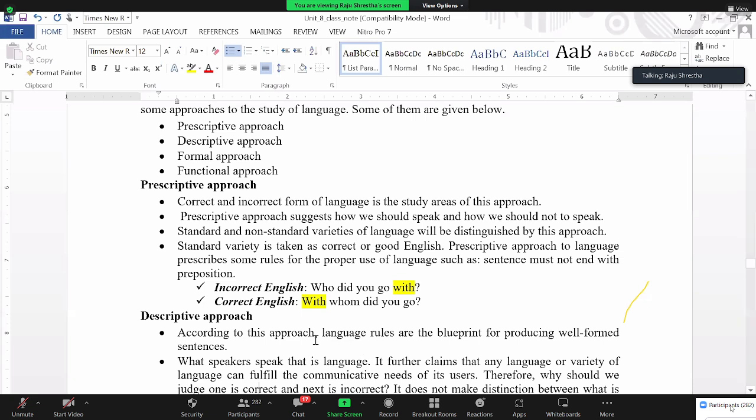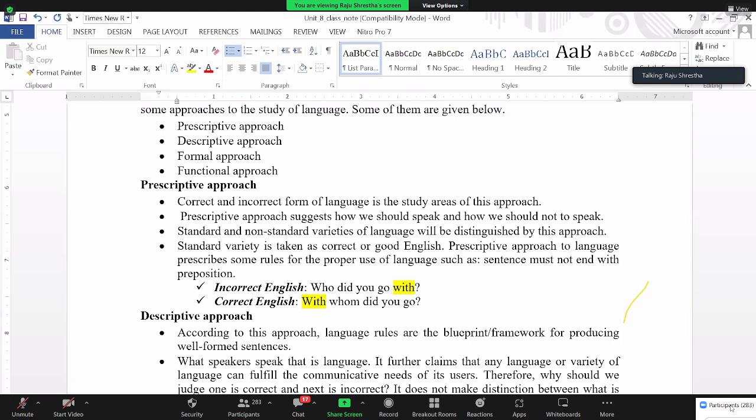So according to this approach, language rules are the blueprint. खाका हो तिनीहरु हैन, फ्रेमवर्क हो. ब्लुप्रिन्ट मीन्स व्हाट? दिस इज व्हाट फ्रेमवर्क हैन. Language rules are the framework or blueprint for producing well-formed sentences. What speakers speak, that is language. जे भनिन्छ नि, जे बोलिन्छ नि त्यो ल्याङ्ग्वेज हो क्या. What speakers speak, that is language.